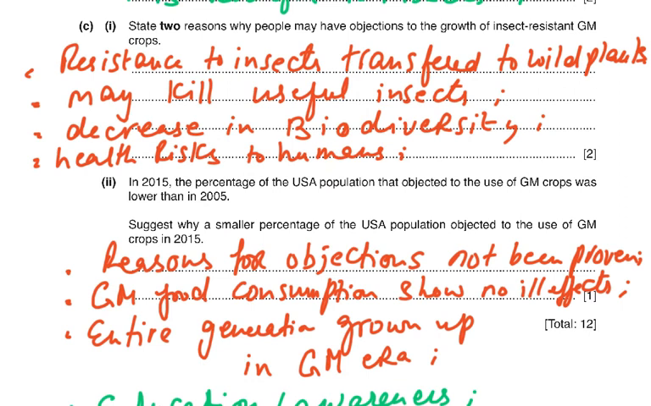Then it says C1, state two reasons why people may have objections to the growth of insect resistant GM crops. In fact, I have a lot of objection. I'm very much against GM crops. So resistance to insect could transfer to the wild plants. It may kill very useful insects, which are pollinators, and that would result in a decrease in biodiversity.